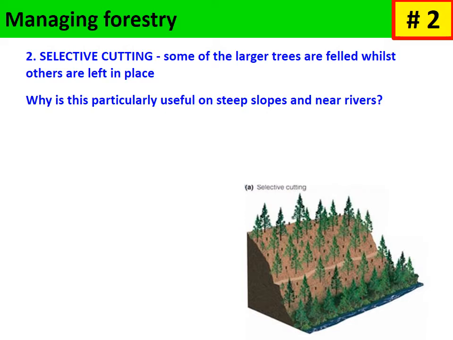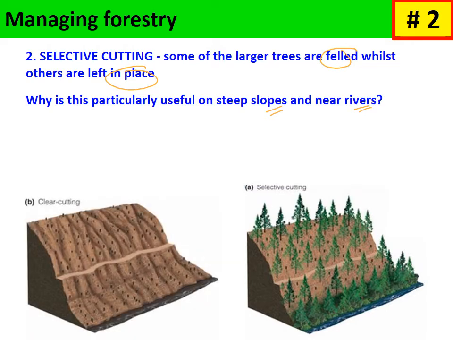Okay, the second idea is called selective cutting, and this is where some of the larger trees are cut down or felled whilst maintaining or leaving other trees in their original place. So why would this be very useful on steep slopes and near rivers? Well, if we have a look at the two pictures at the bottom, if you completely cut away all the trees, so if you completely deforest an area, well, when there's heavy rainfall on the upper surface, that's actually going to wash away a lot of the topsoil. So a lot of this topsoil gets washed away and the water kind of drains down to the lowland areas.